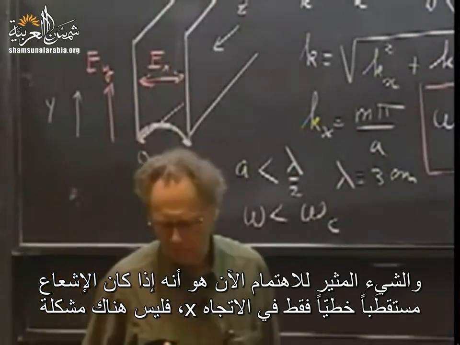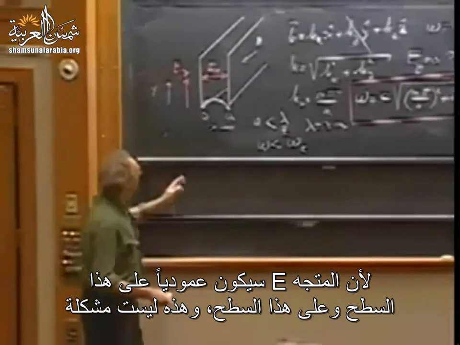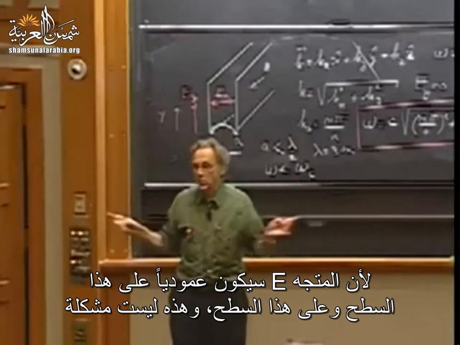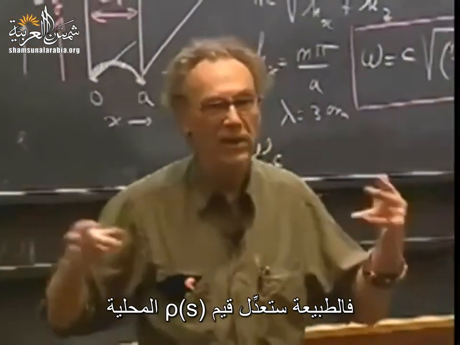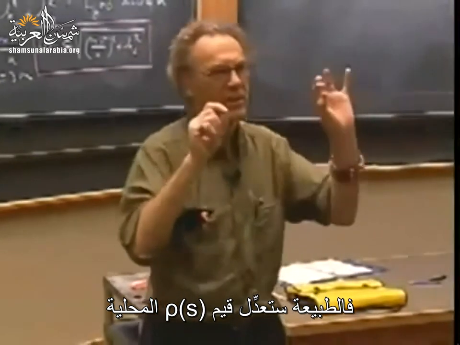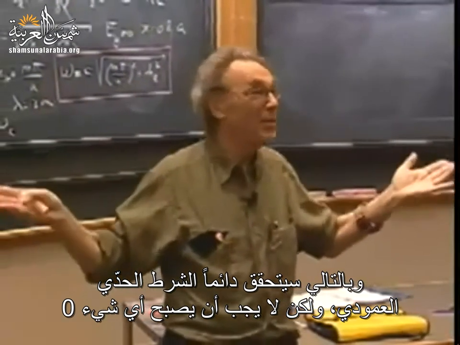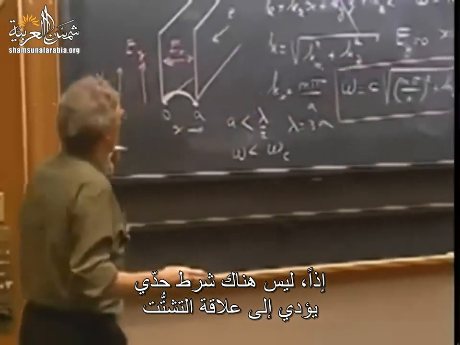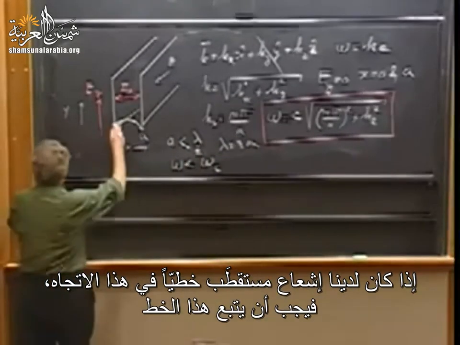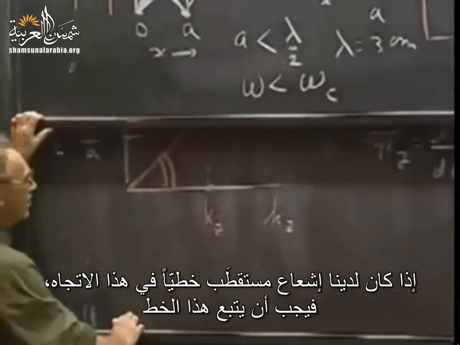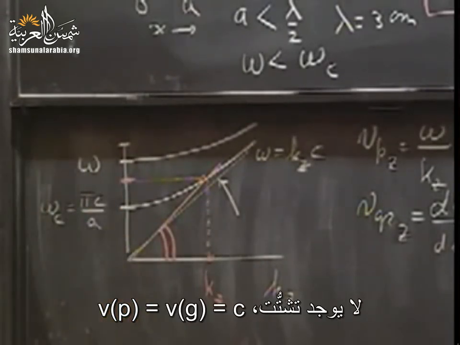The interesting thing now is that if your radiation is only linearly polarized in the x direction, there is no such problem. There is no such thing as this crazy dispersion relationship. Because an E vector being perpendicular to this plate and being perpendicular to this plate is no problem. If the E vector oscillates with frequency omega, always perpendicular to those two plates, the only thing that happens is that nature, like crazy, adjusts the local rho s, the local number of coulombs per square centimeter, so that you always meet the normal boundary condition. But nothing ever has to become 0. And so there is no boundary condition that gives rise to such a crazy dispersion relationship. So if you had radiation linearly polarized in this direction, then it would follow this line. Non-dispersive. Phase velocity is c, group velocity is c.